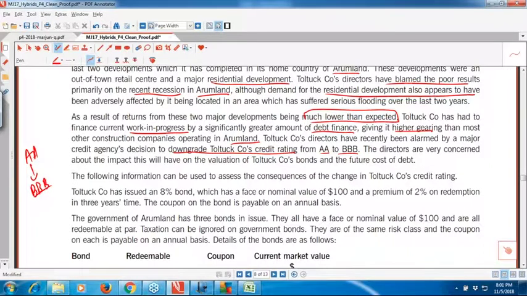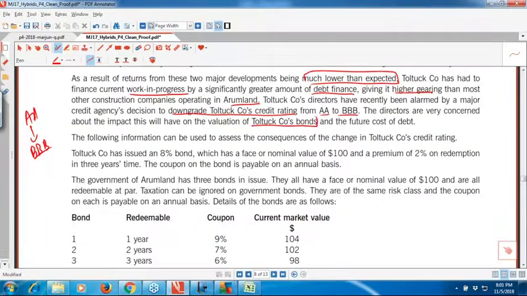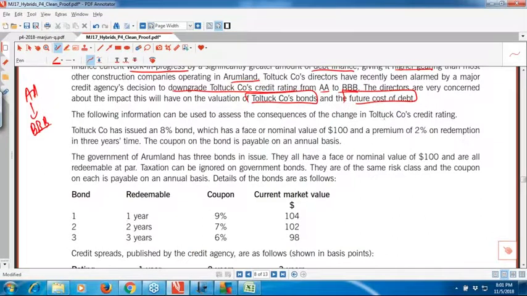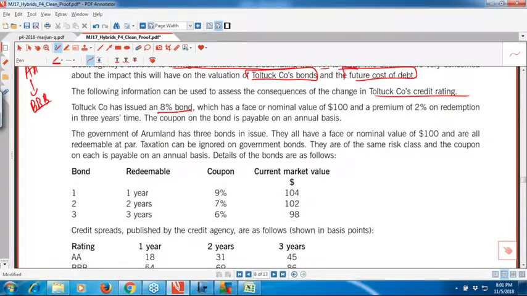That's what has happened. The directors are very concerned about the impact this will have on the valuation of Taltuck's bonds and the future cost of debt. And it says the following information can be used to assess the consequences of the change in Taltuck's credit rating. Taltuck has an issued 8% bond, which has a face or nominal value of 100 and a premium of 2% on redemption in 3 years' time. So you have a bond which is going to be redeemed in 3 years' time, and the bond is going to be redeemable at a 2% premium. Coupon on the bond is payable on an annual basis.